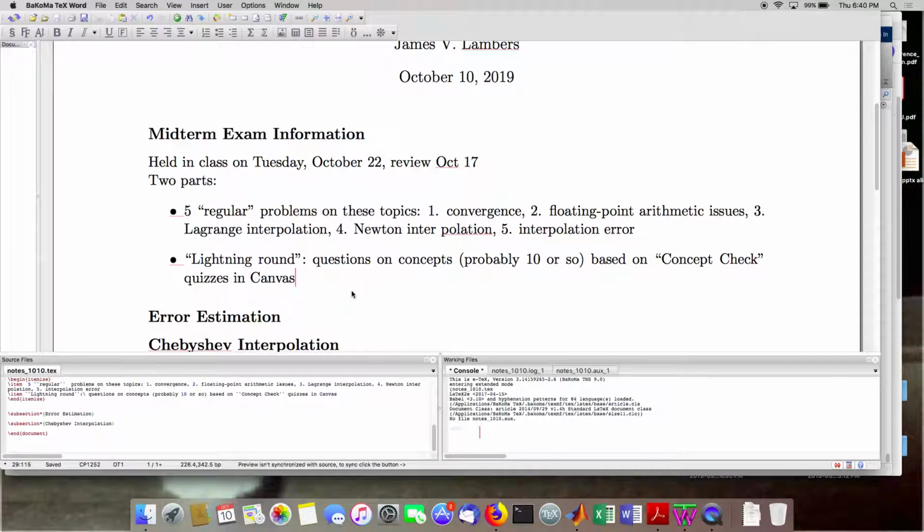Yes? On the lightning round questions, are they going to be true, false, short answer, multiple choice, something? Oh, let me fill that in here. Short answer.